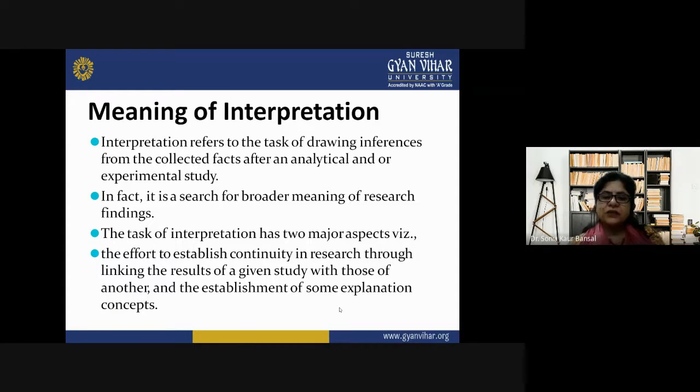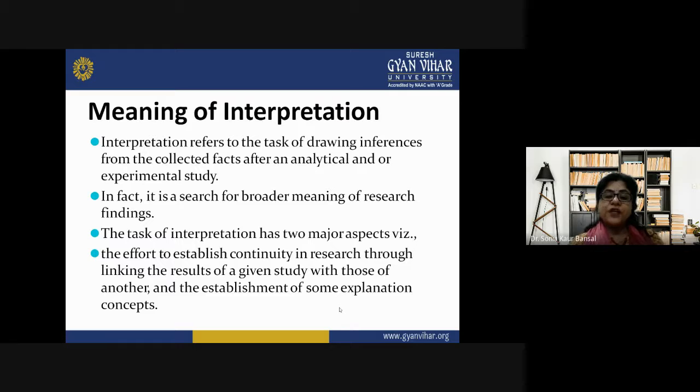So, in fact, students, it is a search for broader meaning of research findings. Maybe you have done the research calculations with the help of a computer, and the computer is just giving you the numbers. But I told you, maybe you are interviewing someone or observing someone or a particular situation. Then it is the researcher's task to give the findings a proper meaning. So that is the importance of interpretation.